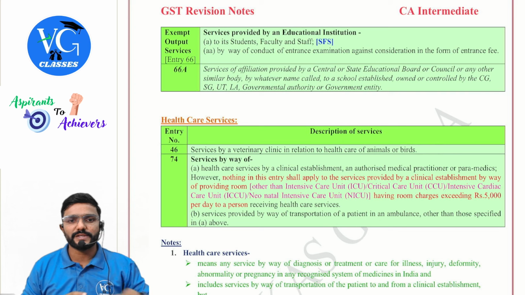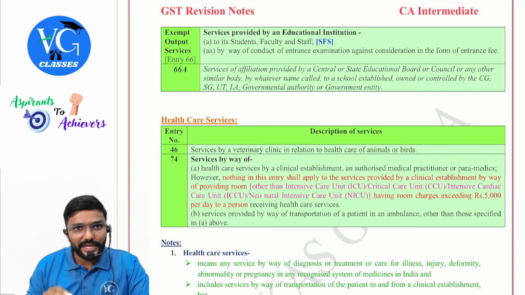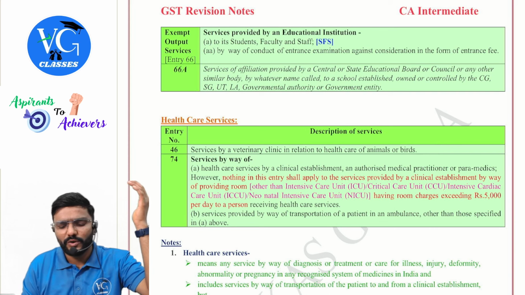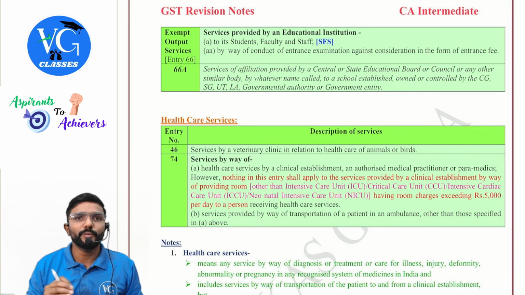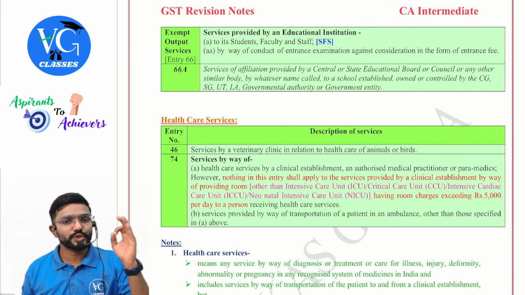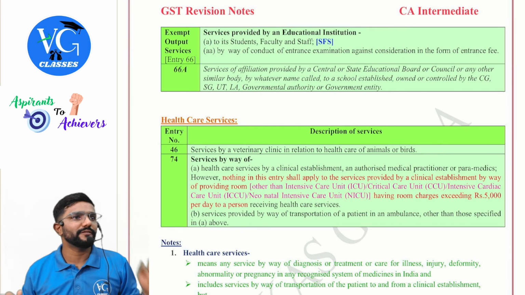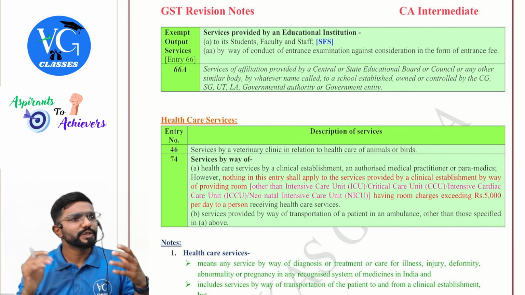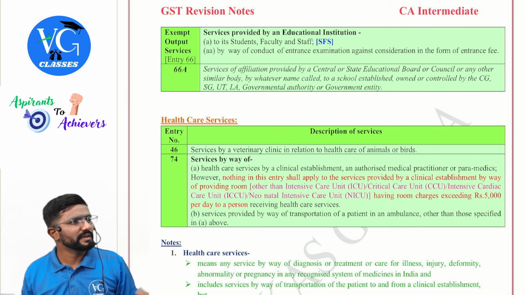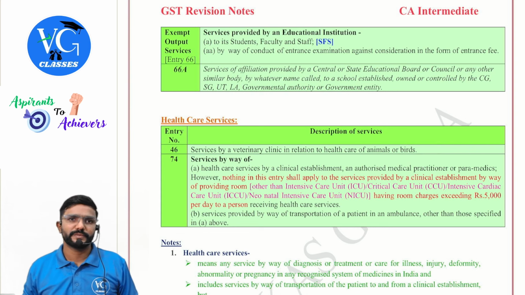Exempt output services as per entry 66. Services provided by an educational institution. Which educational institution now? 1, no, 2, 3. All three are covered. Okay. To whom? SFS. Students, faculty and staff. Guys, any services provided by educational institution to students, faculty and staff is fully exempt.